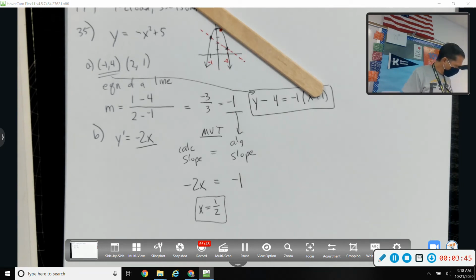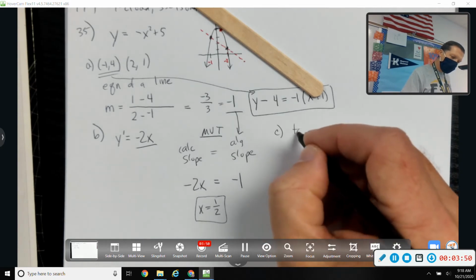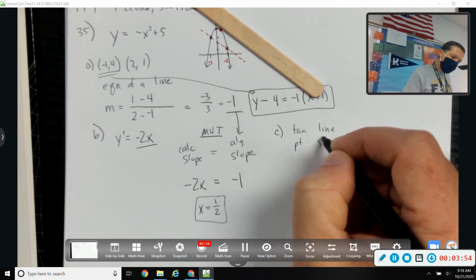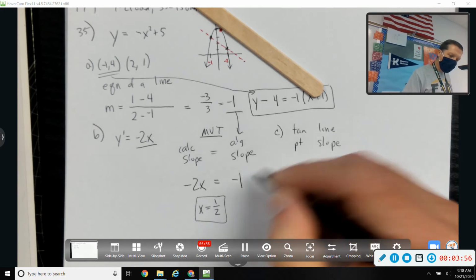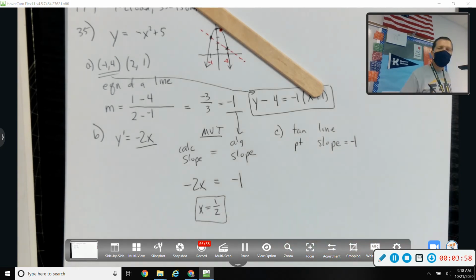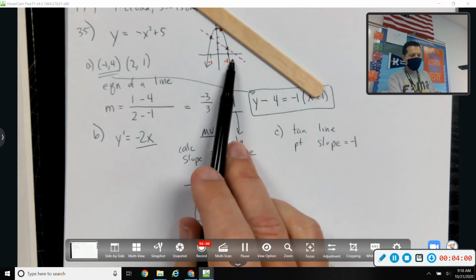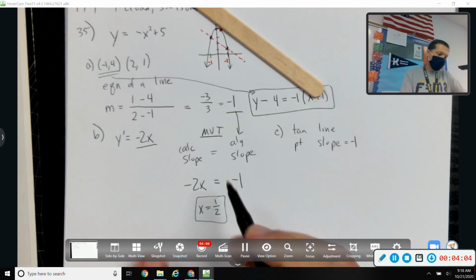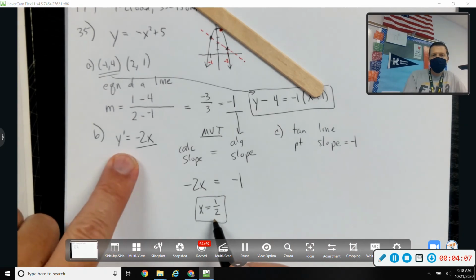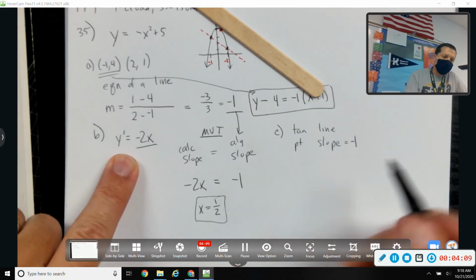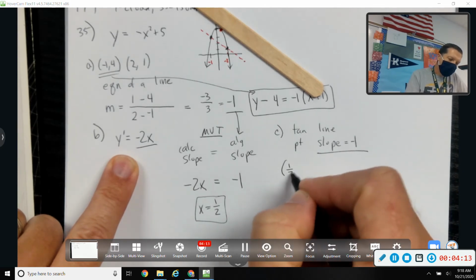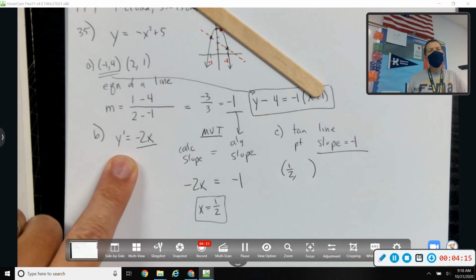Part C. Find the equation of the tangent line through C. So I need a point and slope again. Well, slope I know is negative 1 because the slope of the secant line is negative 1. The slope of the tangent line is negative 1. I could plug in 1/2 to the derivative to find the slope and I would get negative 1. So I'm good on that front. The point, the x value is 1/2. How am I going to get the y value?